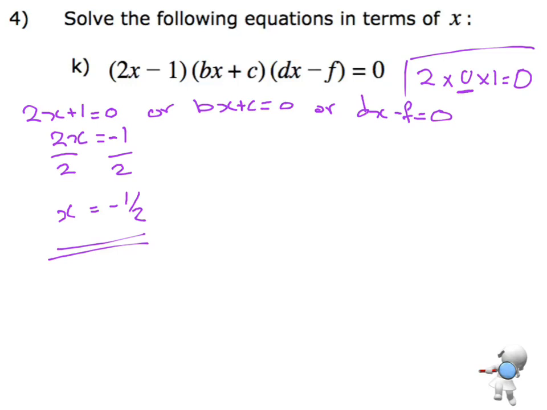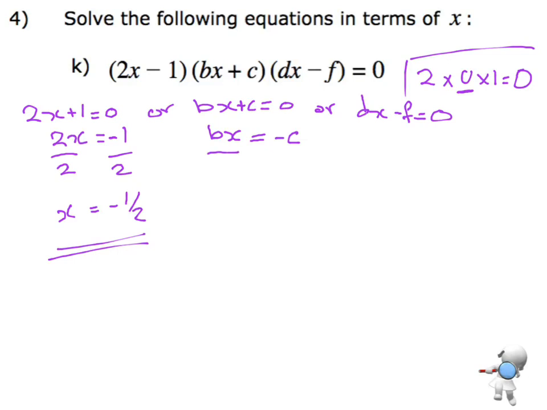I want to do the same process now with the next one. So I've got bx plus c equals 0, but b and c are just numbers. I'm just trying to solve it to find x, get x by itself. So the first thing I do is I leave the bx there alone, take that c to the other side. If it's plus c on the left, moving across to the right becomes minus c. Just in the same way we had that 1 moving across.